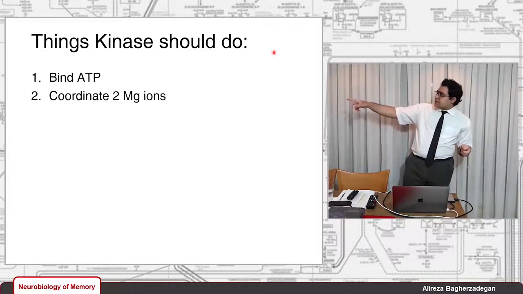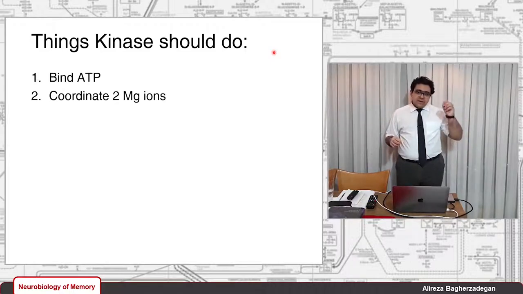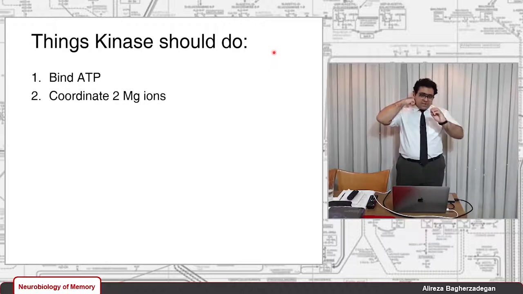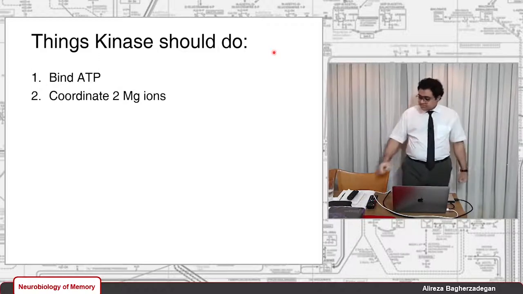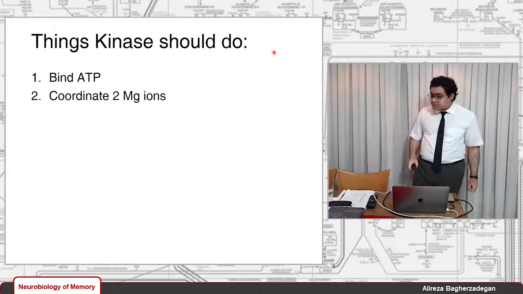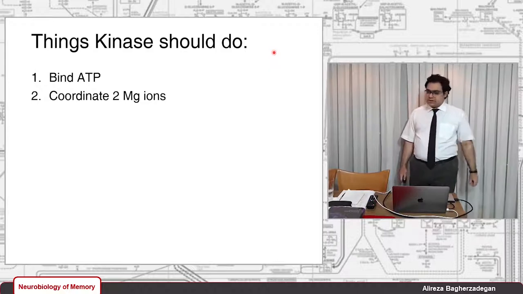A kinase enzyme should coordinate two magnesium ions in order to make the gamma phosphate of ATP more electrophilic. And the phosphate of ATP is electrophilic. It means that it wants electrons. And these two magnesium ions are just there to make the gamma phosphate more electrophilic.